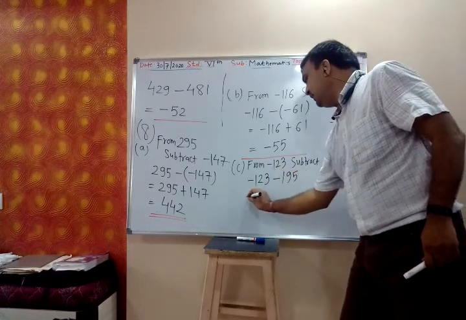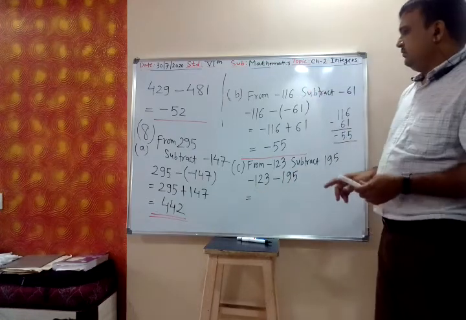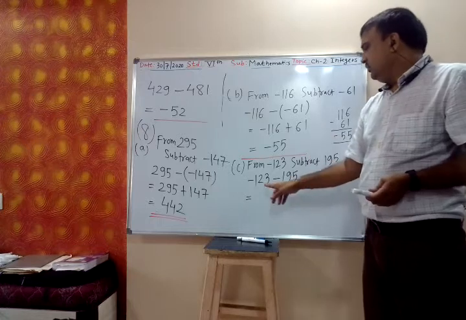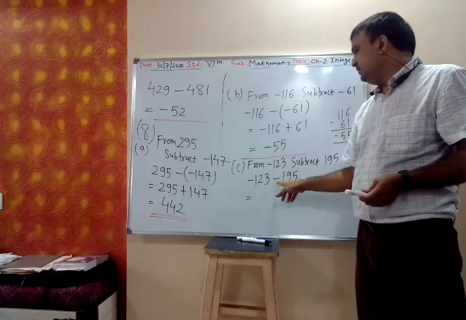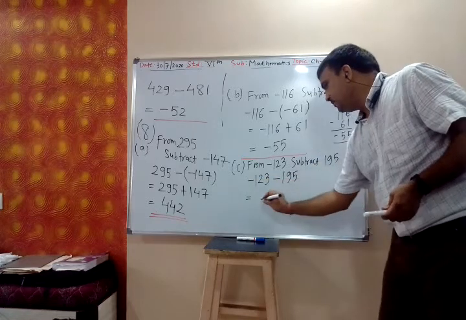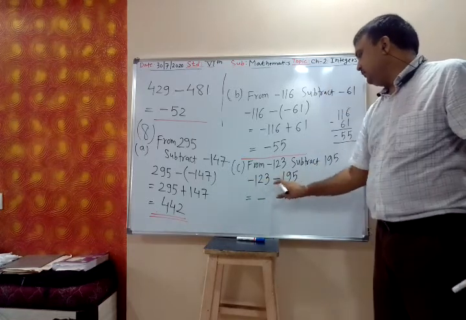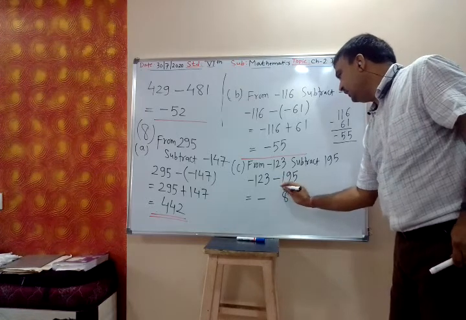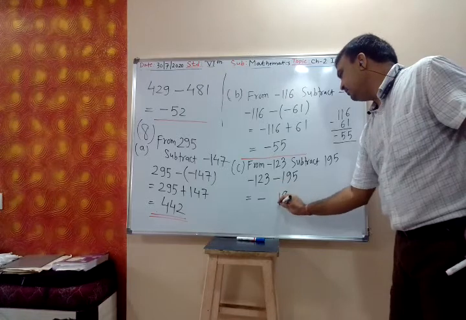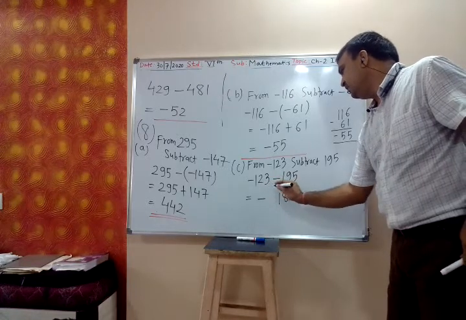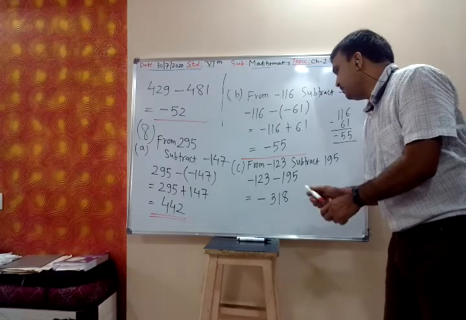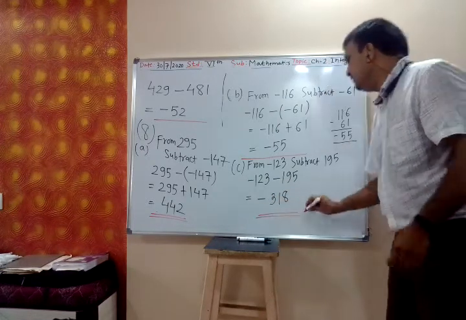So now see here, whenever they have the same sign, minus minus, we have to add the numbers and take the common sign, minus. 3 plus 5, 8. 9 plus 2 is 11. 1 plus 1, 2 plus 1, 3. Minus 318 is the answer.